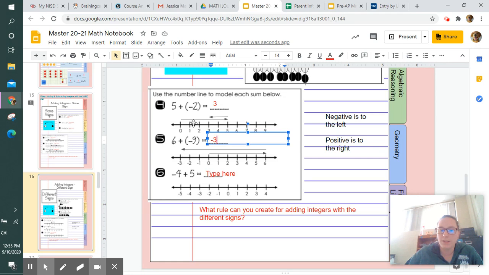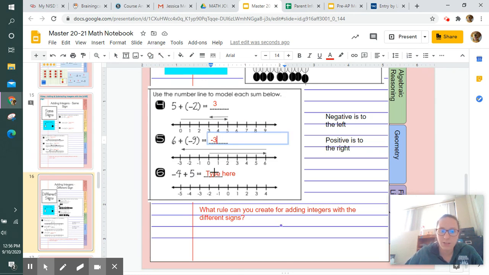So if we notice in all of these, whatever the bigger number is tells us if our answer is positive or negative. Okay, so if you look, our bigger number was 5 in number 4, so our answer was positive. In this next one, our greater number was the number 9, so our answer was negative. Okay, so in this next one, if we look at our numbers, the bigger number is 5, so that means my answer should be positive. So we're going to check it out.